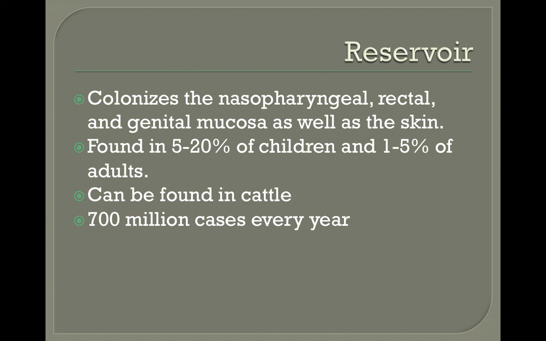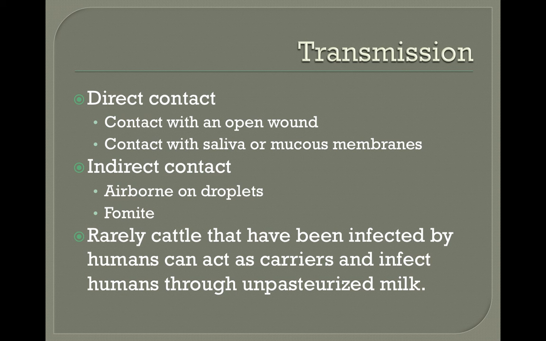S. pyogenes is found in the nasopharyngeal, rectal, and genital mucosa as well as the skin. About 5 to 20% of school-age children and 1 to 5% of adults carry it. As an adult, you're much more likely to be infected or be a carrier if you're around children. It can rarely be found in cattle, and there are about 700 million cases every year. It's pretty prevalent. S. pyogenes can be transmitted through direct or indirect contact. Rarely, cattle that have been infected by humans can act as carriers and infect humans through unpasteurized milk.